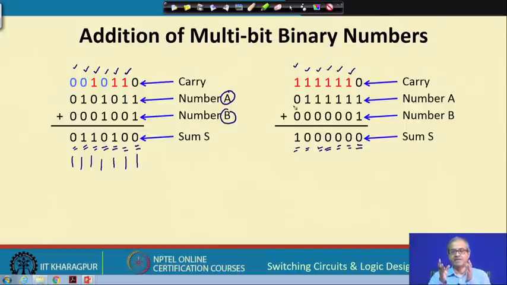So, the reason I have taken this example is that later on you will see when we calculate the delay of such an adder, we will have to take care of this carry propagation time. If it is an 8-bit adder, it must propagate from stage 0 up to stage 7. We will have to take care of this entire carry propagation time. Okay.